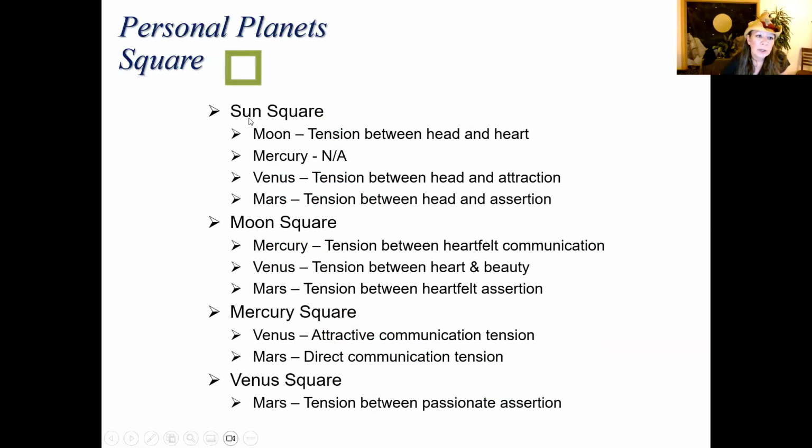So personal planet squares, the Sun square the Moon, tension between the head and heart. Mercury square the Sun, it's not going to happen. They're too close together. The Sun square Venus, tension between your head and what you're actually attracted to. I shouldn't be attracted to this person.